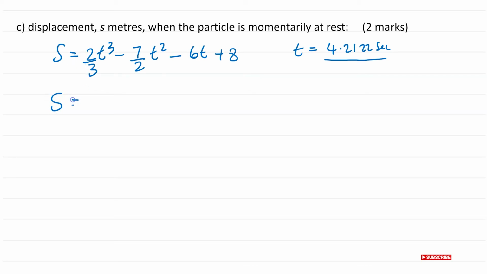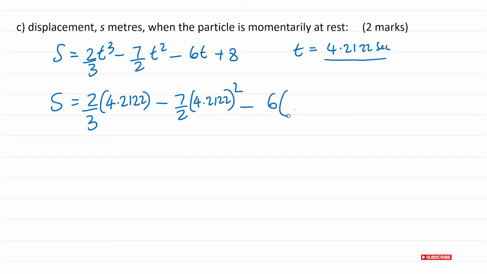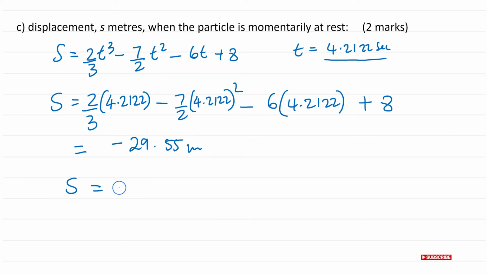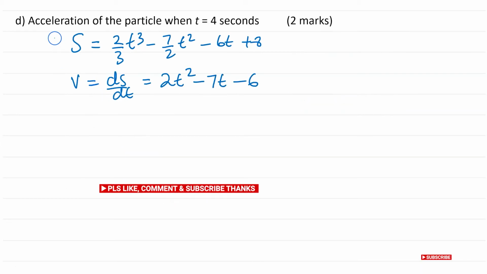Okay, so displacement is going to be equal to 2/3. Now where we have t, we're going to put 4.2122 minus 7/2. Remember, this function was given to us, guys. So 4.2122, we need to square this, minus 6, and then 4.2122, and then we need to add 8. Guys, if you work this out, you will get minus 29.55 meters. Obviously, we're going to take the positive value of it. So we're going to conclude and say displacement is 29.55 meters.